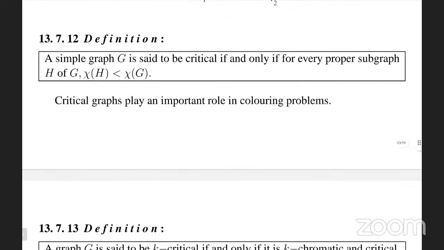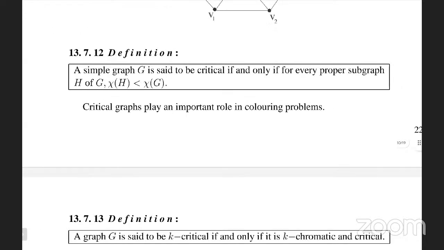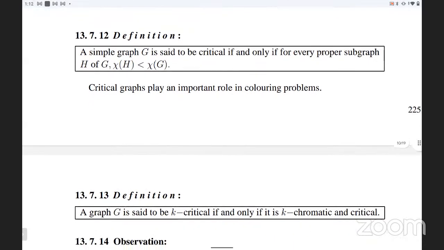13.7.12 defines: a simple graph G is said to be critical if and only if every proper subgraph H of G has chi of H less than chi of G. It is called a critical graph and plays an important role in the coloring of graphs. It is a condition on subgraphs. If I take a subgraph H, H is a subgraph of the main graph G.